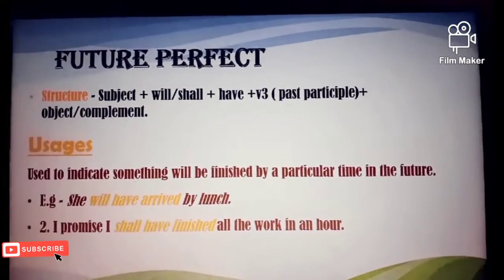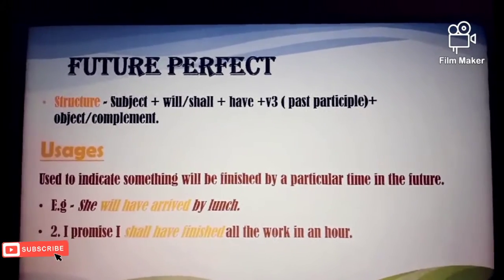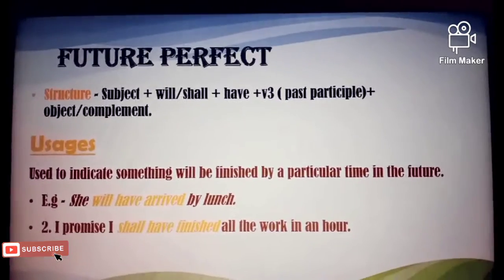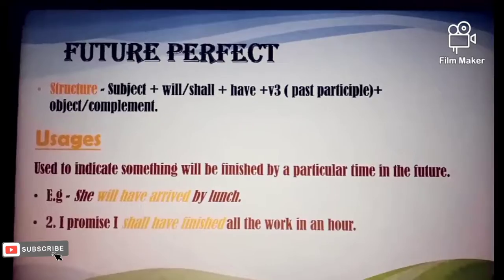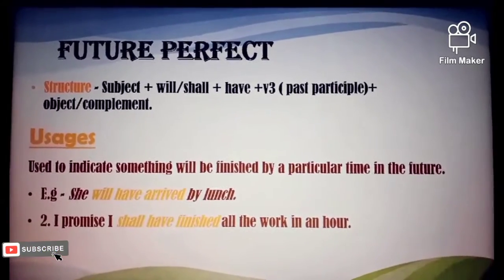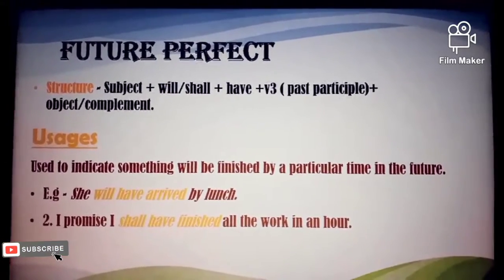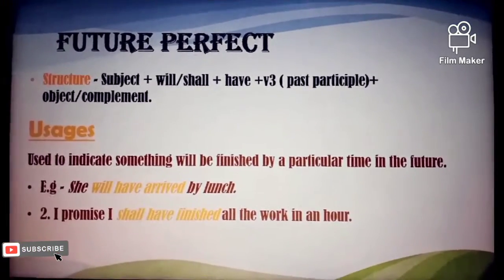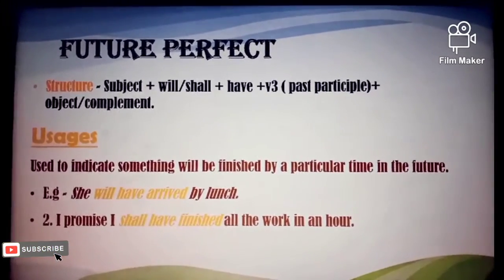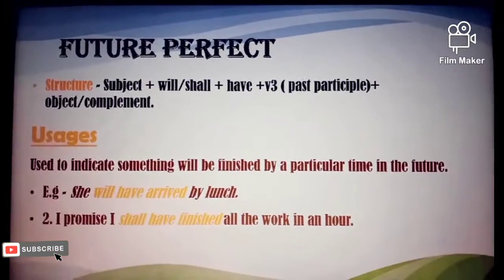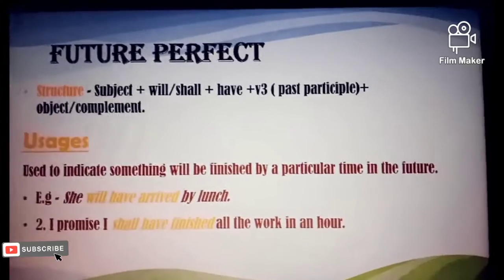Second example, I promise I shall have finished all the work in an hour. It means within an hour I shall be completing all my work. Before an hour is a particular time in the future, by which time I shall have completed all my work. So completion of work is the most important, and the future time is also an important factor to understand the future perfect tense and to make use of it in context.